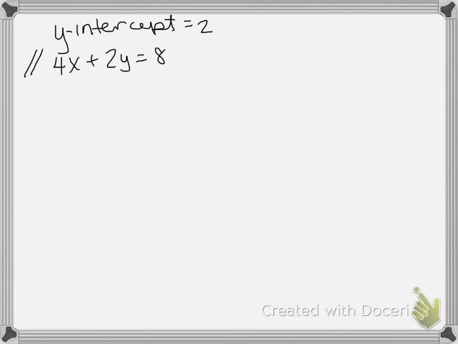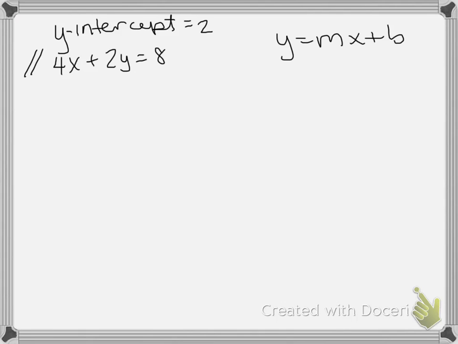Okay, in this video we're going to find an equation of a line that has a y-intercept of 2 and that is parallel to the graph of the line 4x plus 2y equals 8. Before I can make any equation, I want to try to put it in slope-intercept form, which is y equals mx plus b.